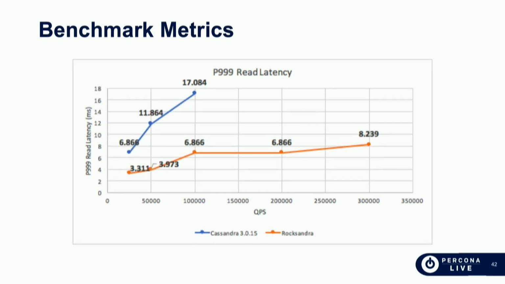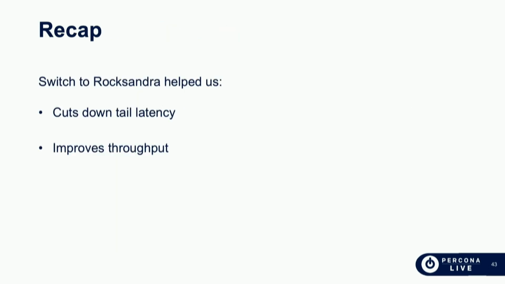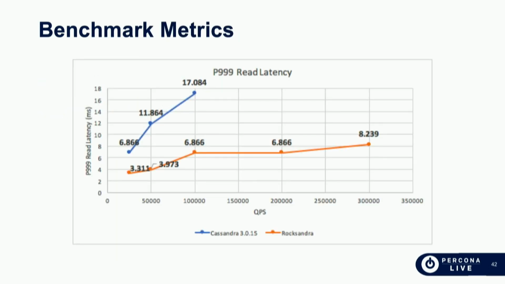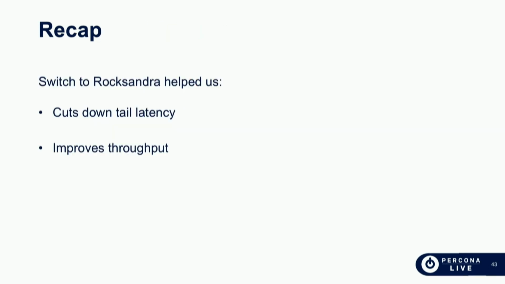And similarly, this is a graph that shows the relationship between the P99 read latency and the throughput. Okay, as a recap, switching to RocksDB helped us cut down the tail latency and improve the throughput, making Cassandra's behavior more predictable, more consistent, and more efficient.